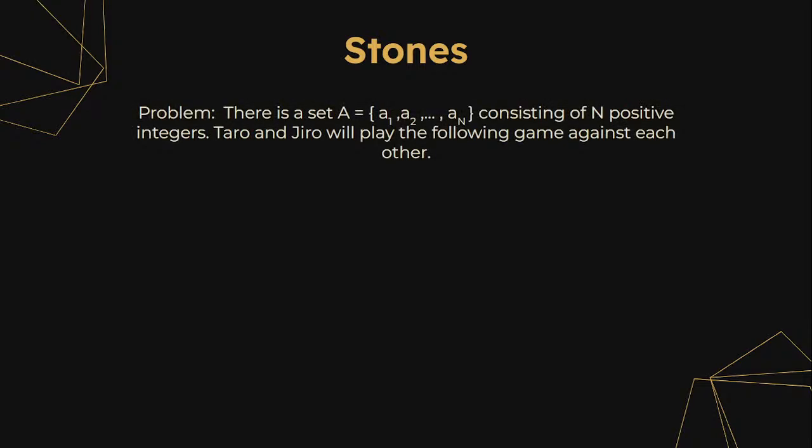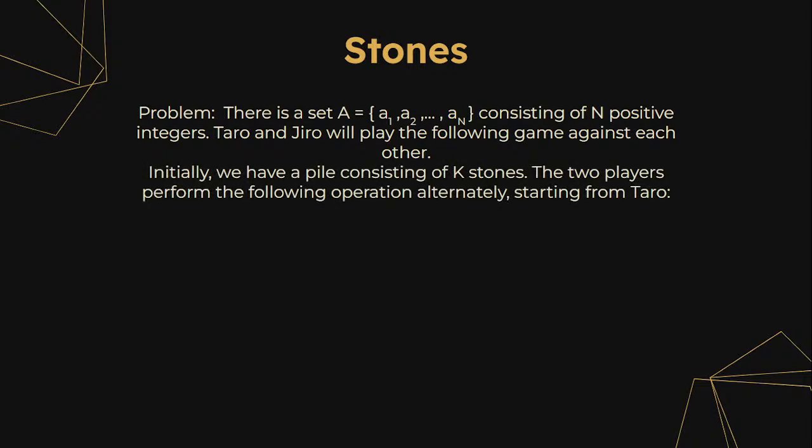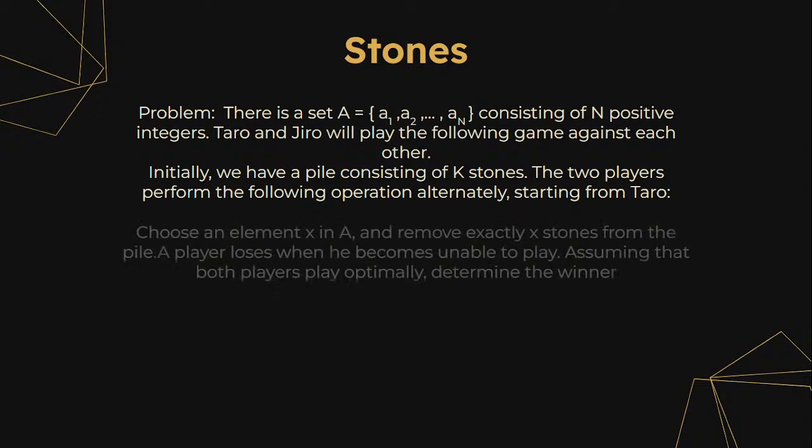So we have a set A which has some values, n positive values. Taro and Zero will play a game with each other. Initially, the pile has k stones, and the two players will perform this operation alternatively, starting with Taro.